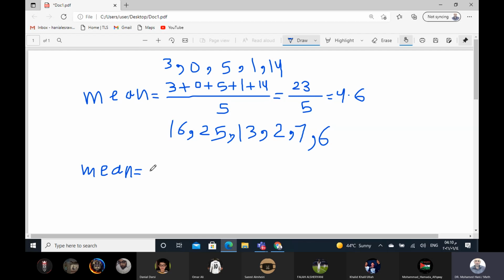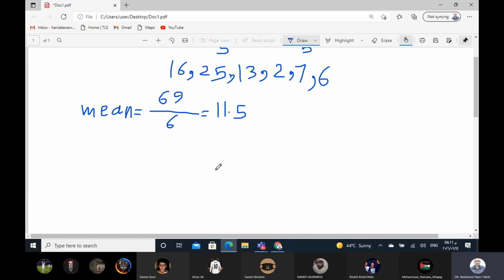Okay, check with me. The sum of the numbers here will be 69. Divide by 1, 2, 3, 4, 5, 6. Divide by 6. Equal 11.5. So the answer will be 11.5. Great work.